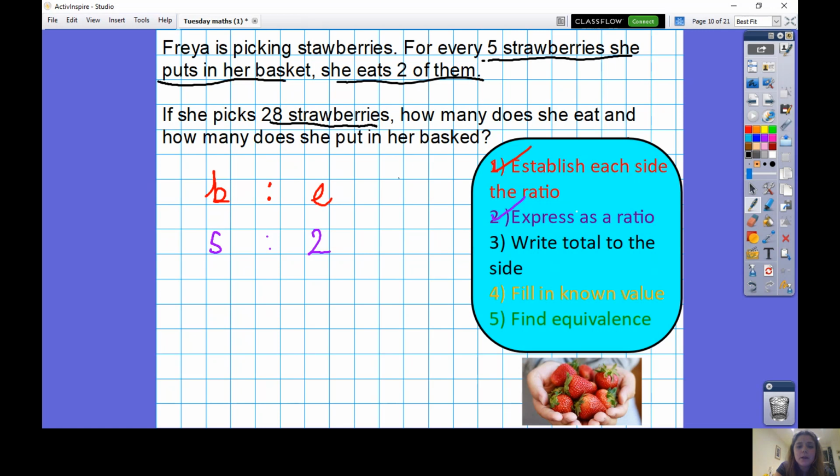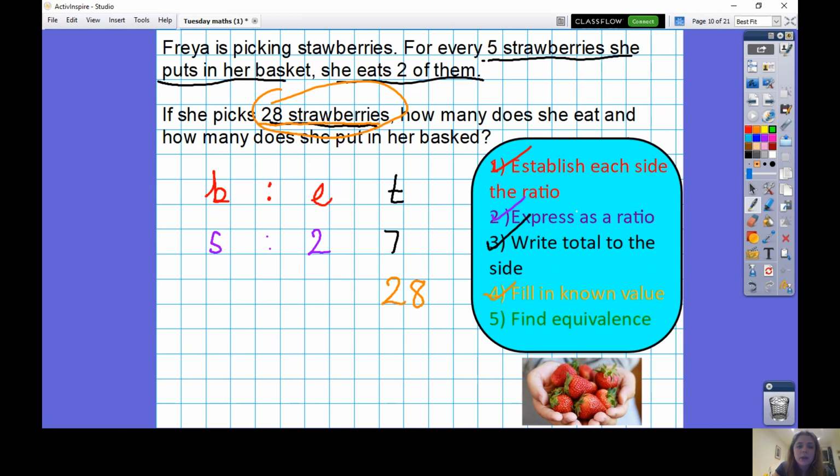Okay, time to fill in the total column then. The total, 5 add 2 is 7. 5 in the basket, 2 in her mouth, 7 in total. Now it's time to fill in the known value from the question. If she picks 28 strawberries, how many does she eat and how many go in her basket? She picks 28 strawberries. It doesn't tell me if they're basket or eaten ones because it's actually the total. The total is 28 strawberries. So I fill in my known value.